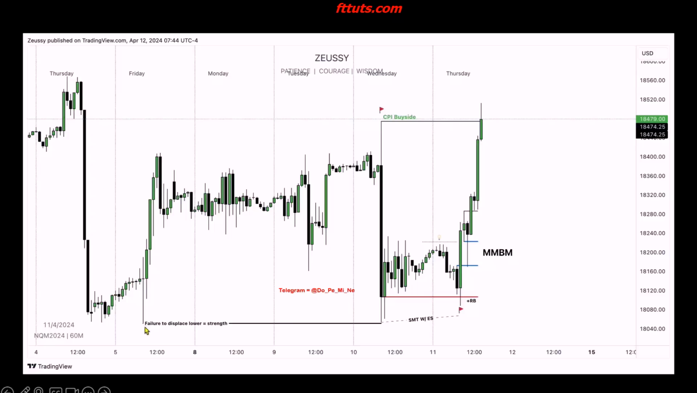Because the market failed to displace lower with CPI's release, we knew that Nasdaq was likely to draw higher. SMT with ES relative to the CPI candle to the previous day low confirmed this. Then at 8:30 on Thursday we had high impact news as well. What's curious is that the market displaces higher and we see it displace above this high right here. The high that's set up to run lower below this short-term low right here, this sell-side liquidity.